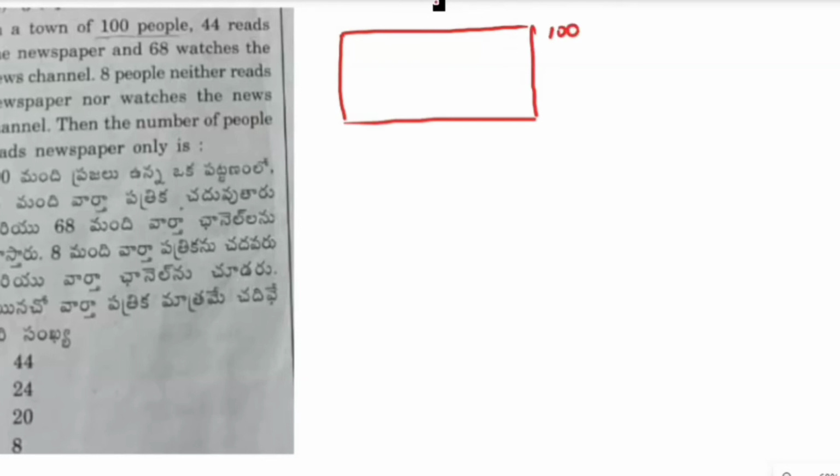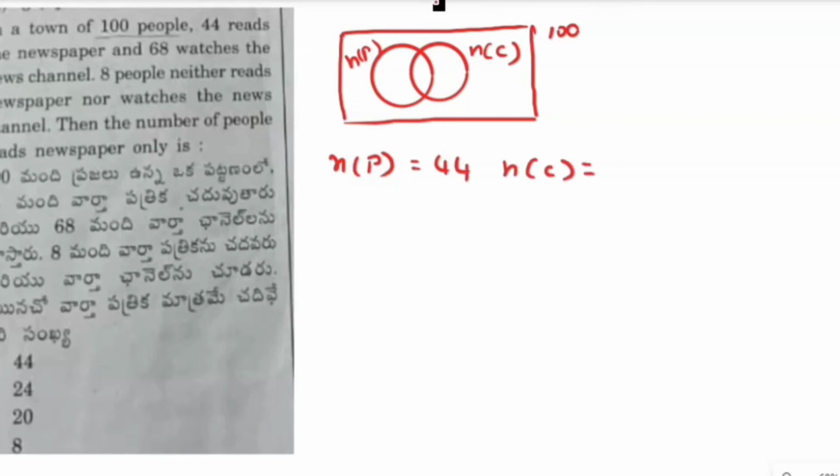Now in this, let us draw 2 circles. One representing the number of people who reads newspaper. Let us represent with n of p. And let us draw one more circle which represents number of people who watches the channel, news channel. So n of p is given 44. So number of people who reads the newspaper are 44, and number of people who watches the news channel is 68. And number of people who neither reads the newspaper nor watches the news channel will be outside the 2 circles but inside the rectangle. So they will be 8 people.